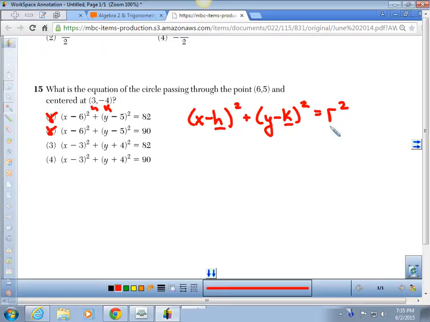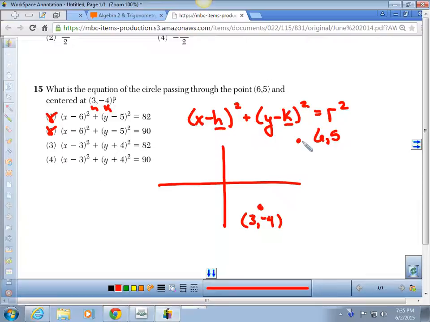And now we just got to determine what our radius is. Well, how are we going to determine our radius? Well, quite simply, we know the center is at 3, negative 4, and then some point on the circle is over at 6, 5. So over at 6 and up at 5. So if this is the center of the circle and that's a point on the circle, then if we connected those 2 points up, we would have the what of the circle? The radius of the circle. So what we need to do now is find that length right there.